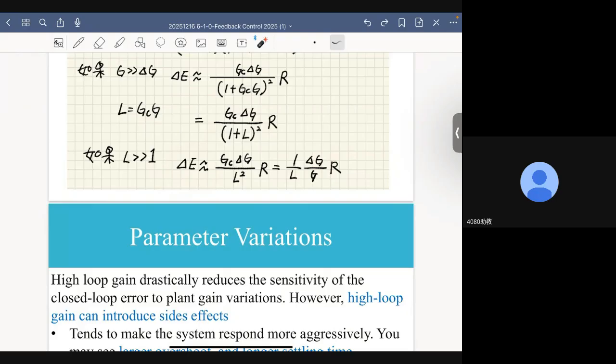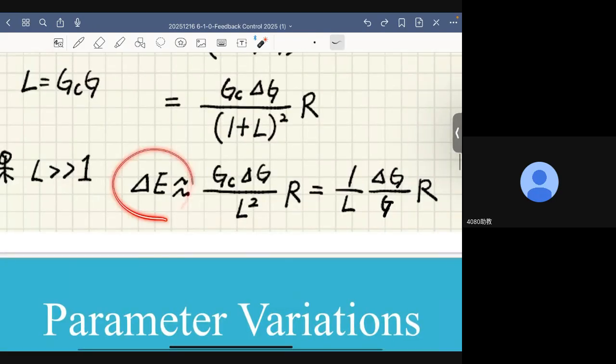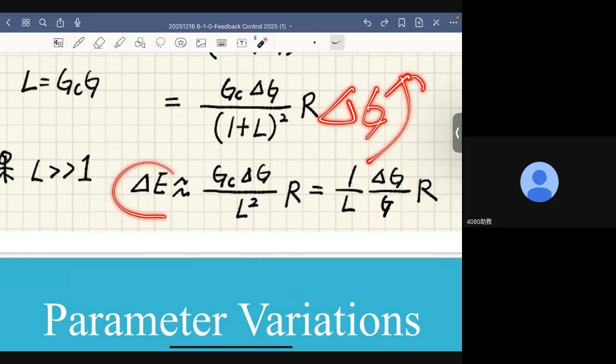Now, the other thing I notice is that this error is actually proportional to parameter variation, all right? Which means if delta G is larger, then delta E is larger, okay? Does that make sense? It makes a lot of sense. That means if I have larger modeling error, which means I have larger parameter variations, then I should expect larger error due to modeling error, okay?